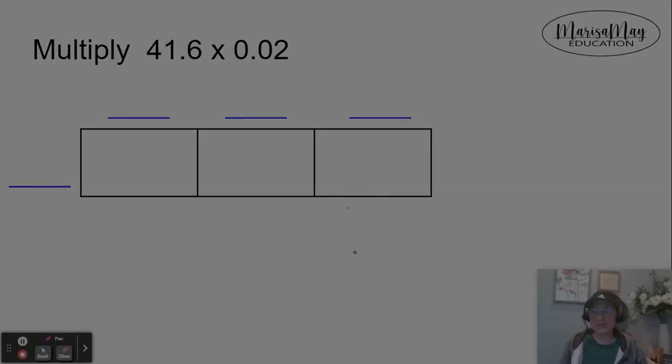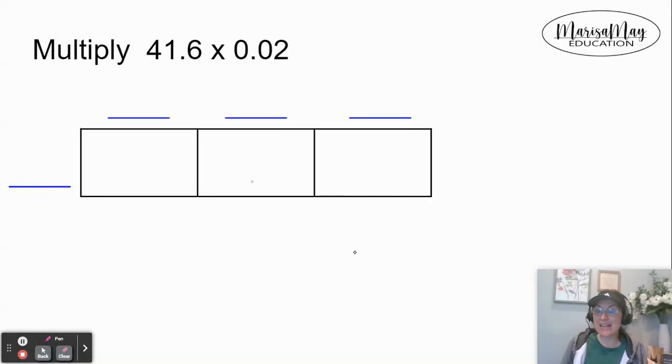Hi there, my name is Dr. Marissa May. In this video, we're going to be looking at multiplying decimals, 41.6 times 0.02.